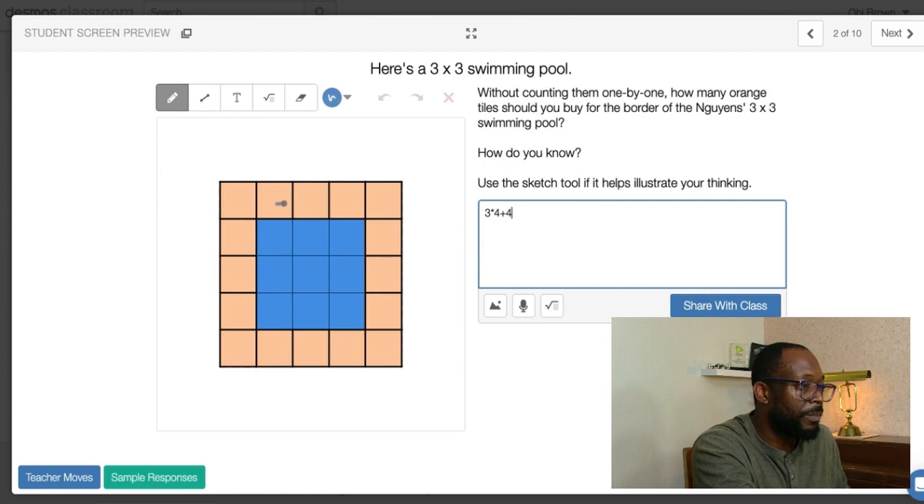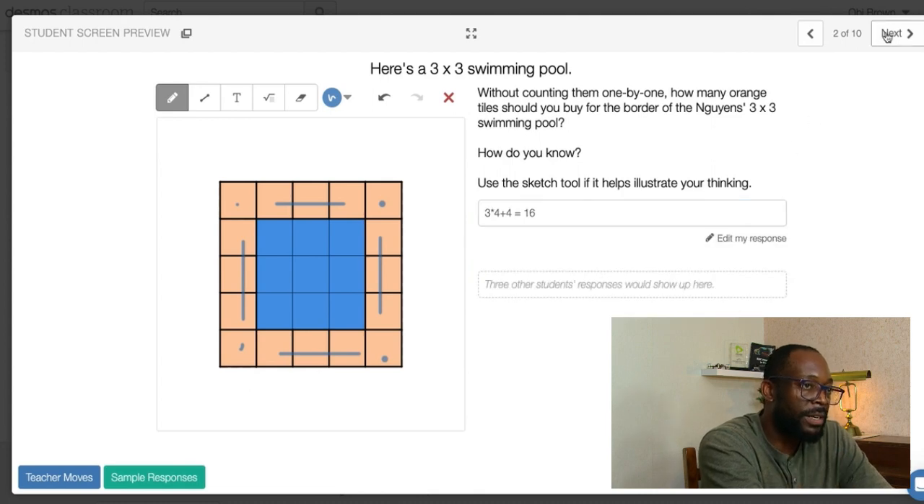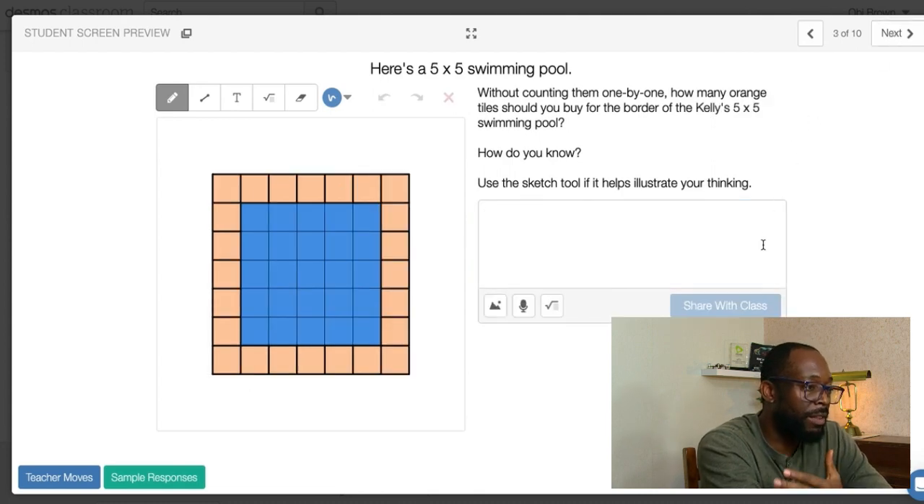In other words, the length of the pool, which is in this case 3, times the 4 sides, 1, 2, 3, and 4, and then add the 4 corners, because every pool is going to have 4 corners. And this gives us 16. They share with the class, and then they are given another problem.